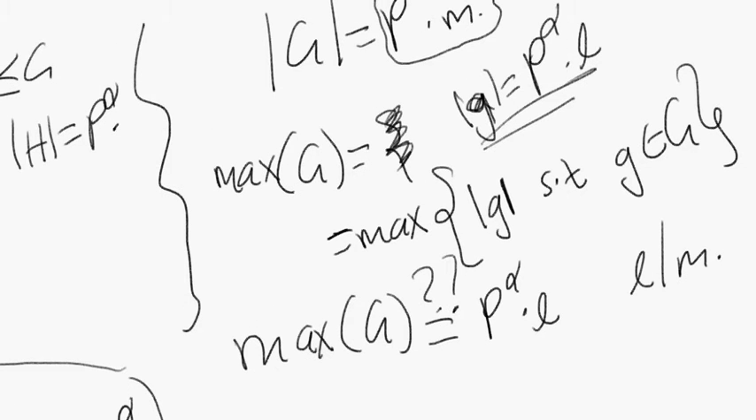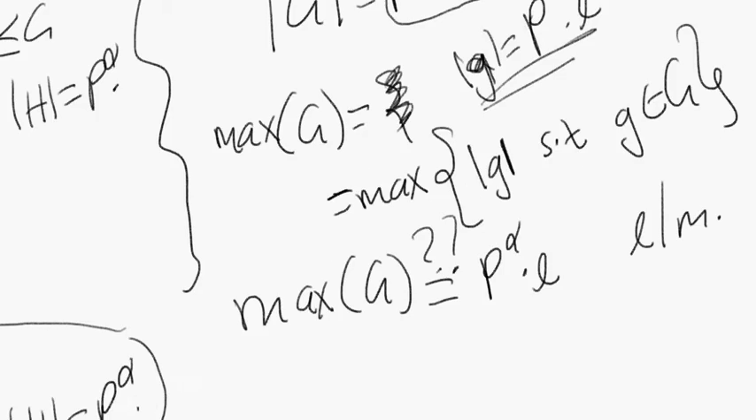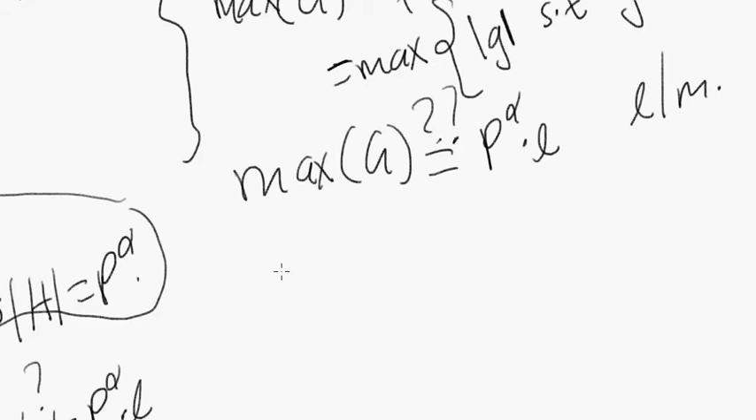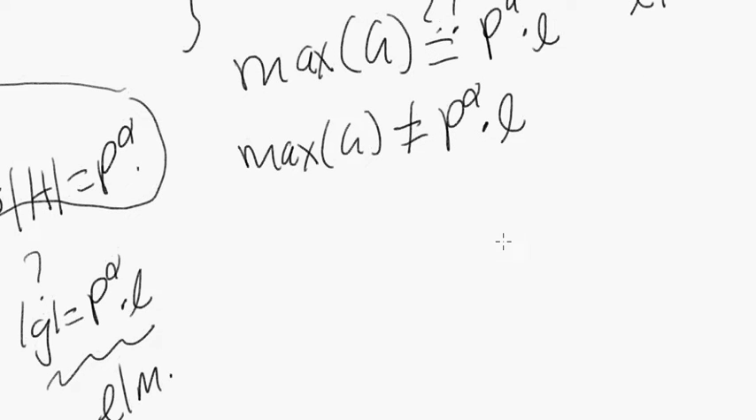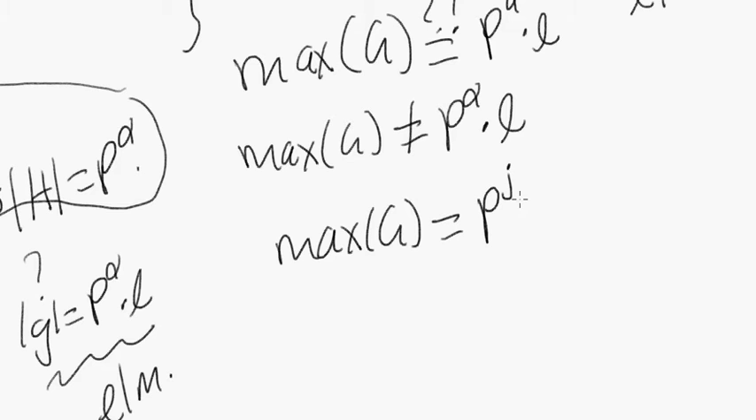Again, it's unclear why. Well, what if it's not? What if max of G does not equal p to the alpha times L? Maybe we can obtain a contradiction. So what? Well, if max of G is not p to the alpha times L, what does that tell us? Does that tell us that max of G is equal to p to the j times some k, where k is a divisor of L, and j is less than alpha? Okay.